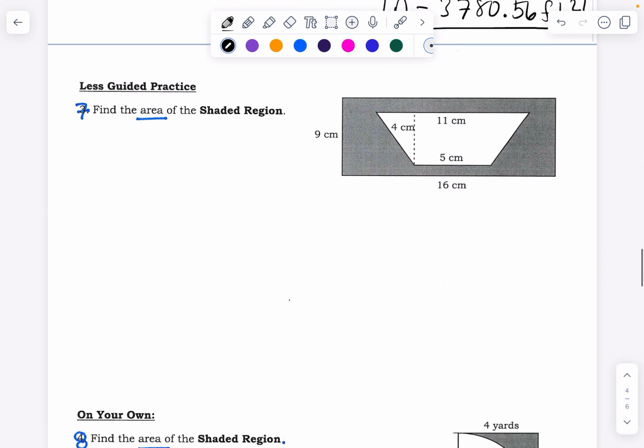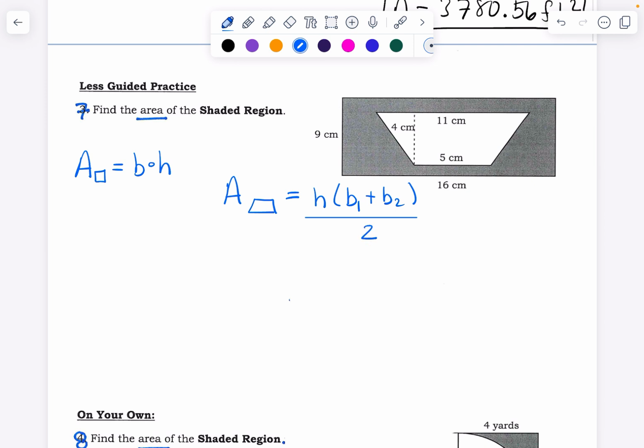Alrighty, number 7, find the area of the shaded region. All right, the two shapes that I see: a rectangle, which is the base times height, and I also see a trapezoid. You guys should know this trapezoid formula. That's height times, in parentheses, the quantity of base 1 plus base 2, all divided by 2. Let's start off with the rectangle formula. The base of the rectangle is 16, and the height is 9. So you have 16 times 9.